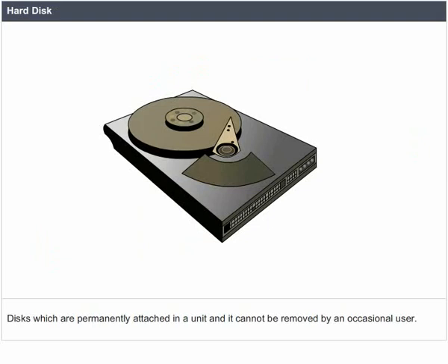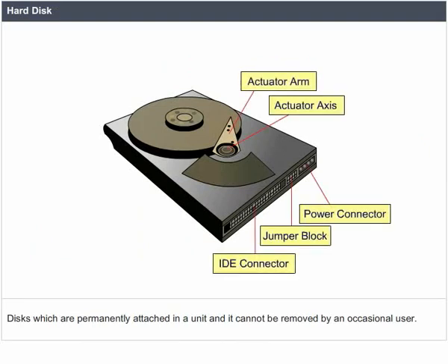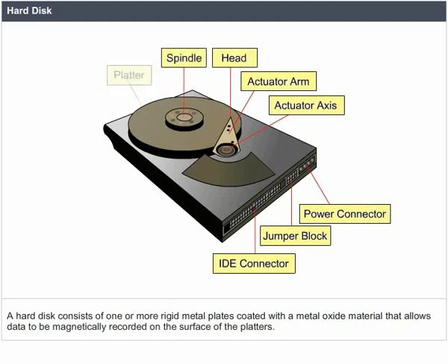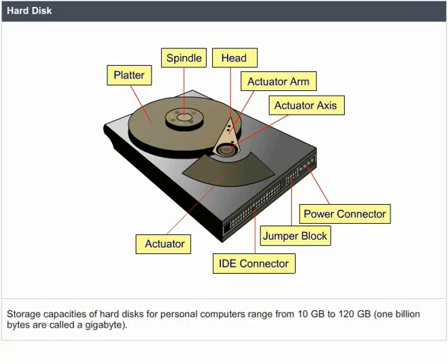Hard disk. Disks which are permanently attached in a unit and cannot be removed by an occasional user. A hard disk consists of one or more rigid metal plates coated with a metal oxide material that allows data to be magnetically recorded on the surface of the plates. The hard disk plates spin at a high rate of speed, typically 5,400 to 7,200 revolutions per minute, RPM. Storage capacities of hard disks for personal computers range from 10 GB to 120 GB. 1 billion bytes are called a gigabyte.